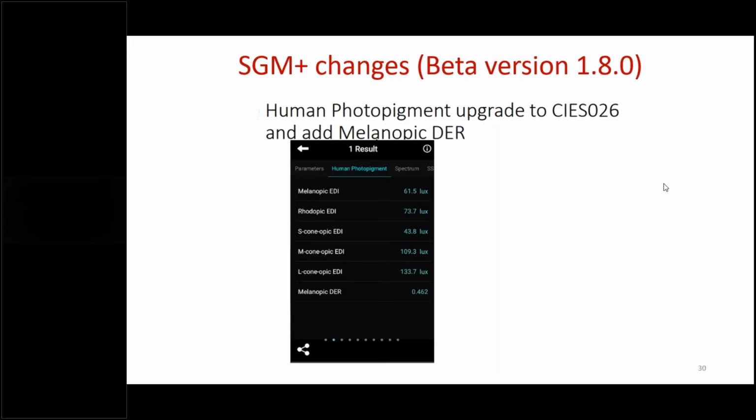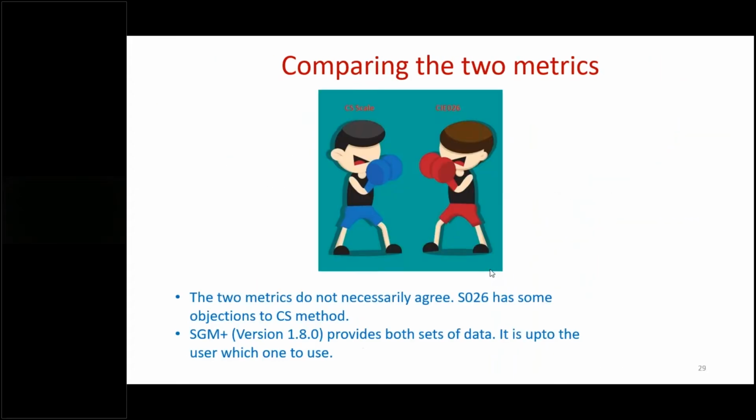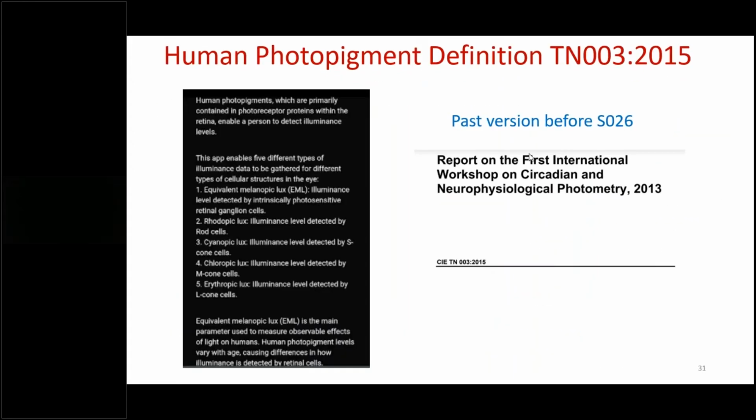So what we have done, first of all, the previous version, if you had worked with this before, you had the melanopic, and then we had sort of scotopic. We changed the terminology. We had rhodopic, we had erythropic, or there were some different terminologies here. But now we simplified it: S-cone, M-cone, L-cone. And these were based on past version, which was this.